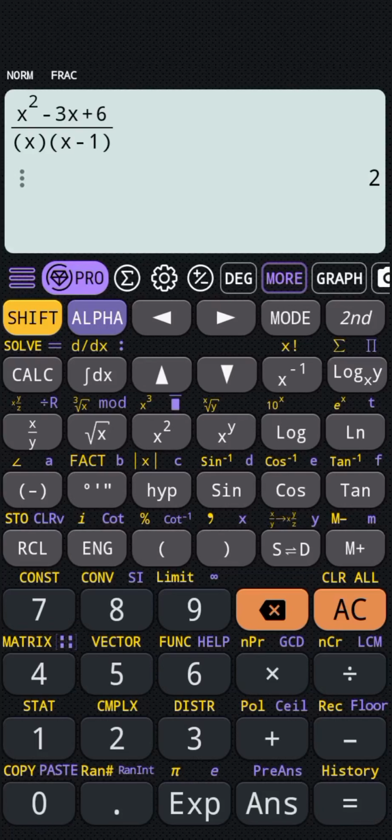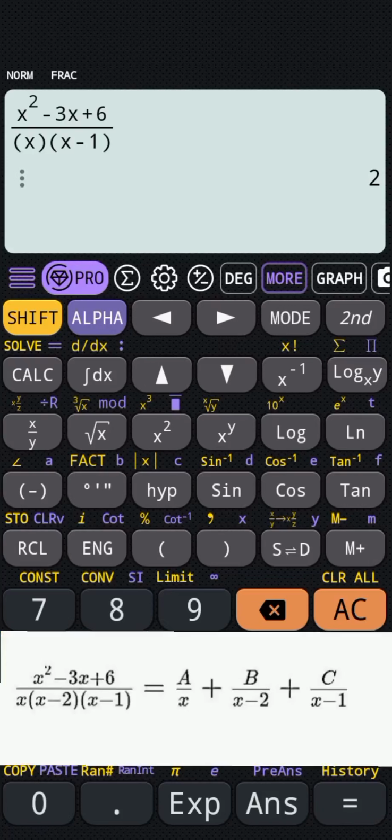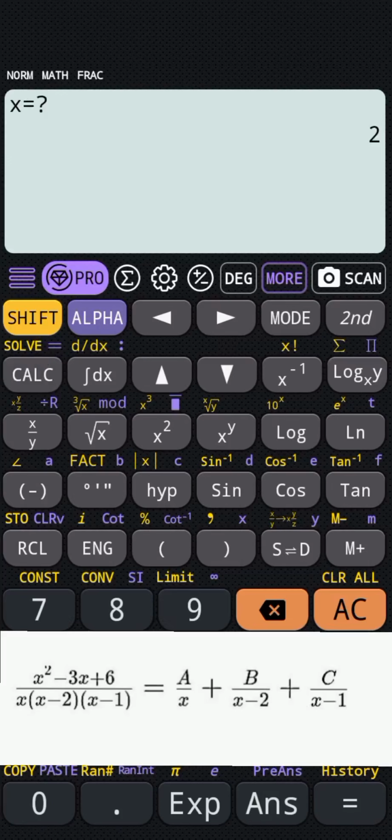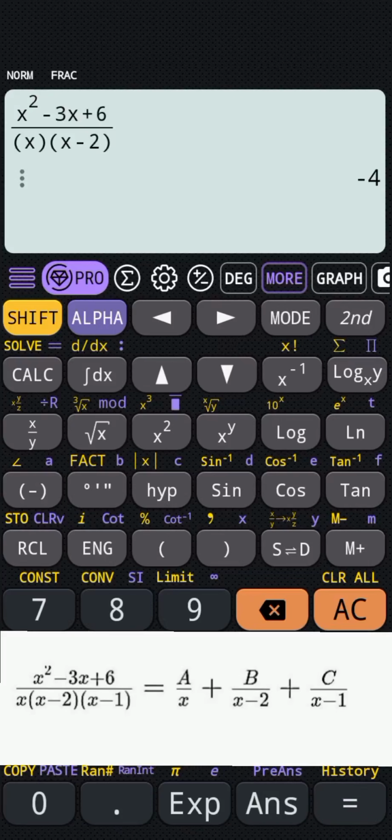Now let's do the last one, which is for c. C has the denominator x minus 1. So I will remove x minus 1 from this compound fraction and just write the other two factors, x and x minus 2. Right, so for x minus 1, when we make c over x minus 1 undefined, x is 1. So when x equal to 1, the fraction becomes undefined. So just press your calc and write 1, equal to, press it again, you get minus 4.